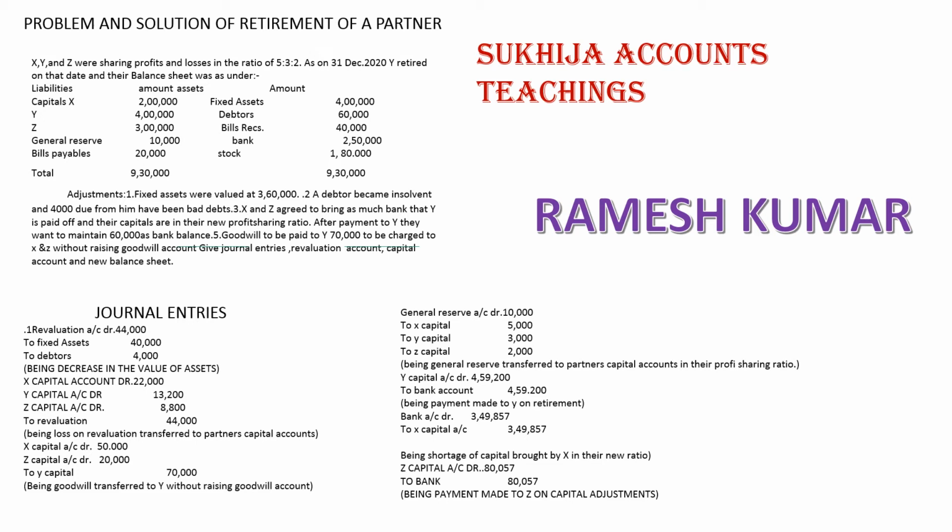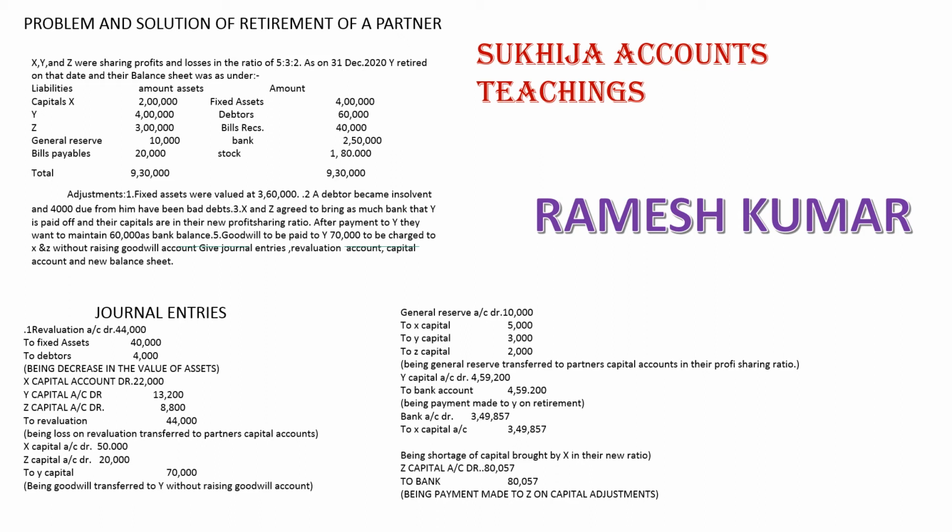Then if we prepare the total, we find out the total capital, which we will give through working note. We find that X has a shortage of capital, so he will have to pay. Bank account debit to X capital 3,49,857. Being shortage of capital brought by X in new ratio.